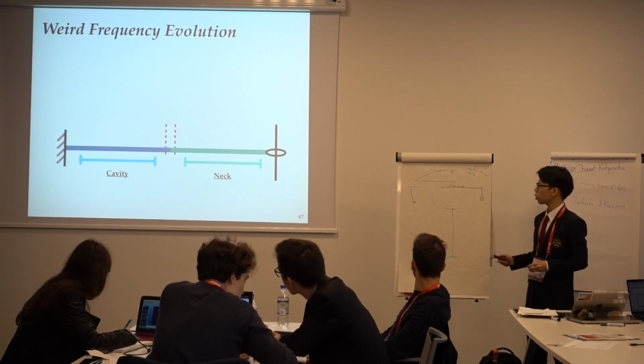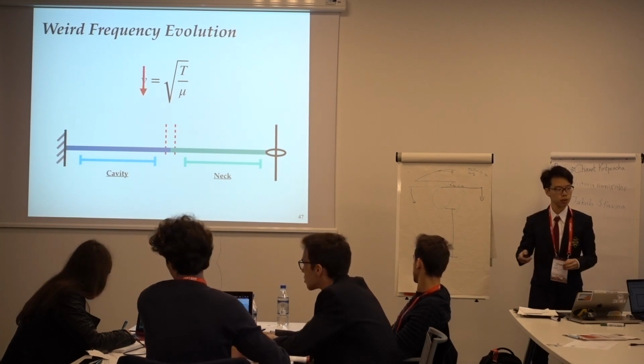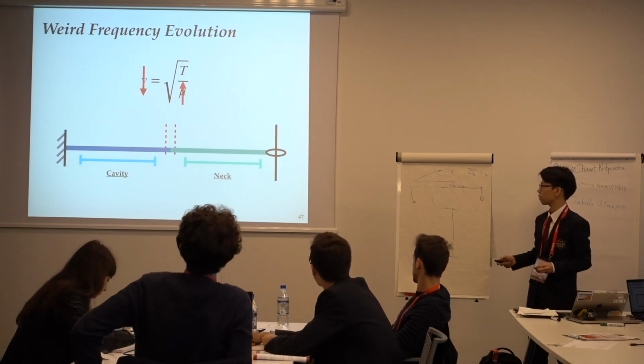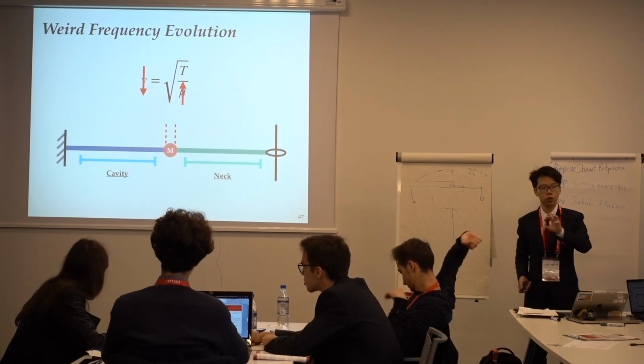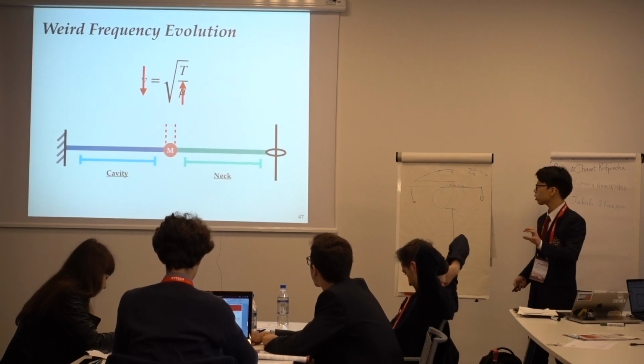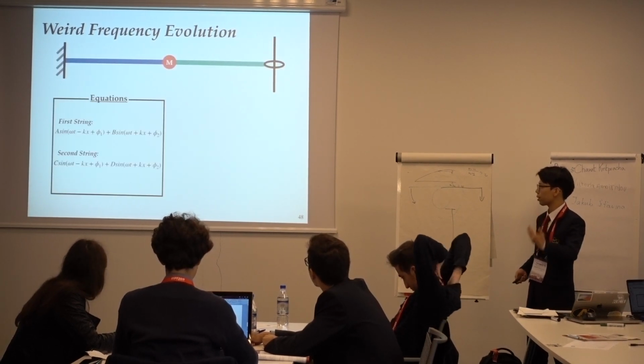So we're going to look at the boundary. What does it mean when the velocity drops? This means that the mathematical length is going to increase, meaning that we can model the boundary as a concentrated point of mass. So from that, we're going to create the wave equation for our cavity and for our neck.